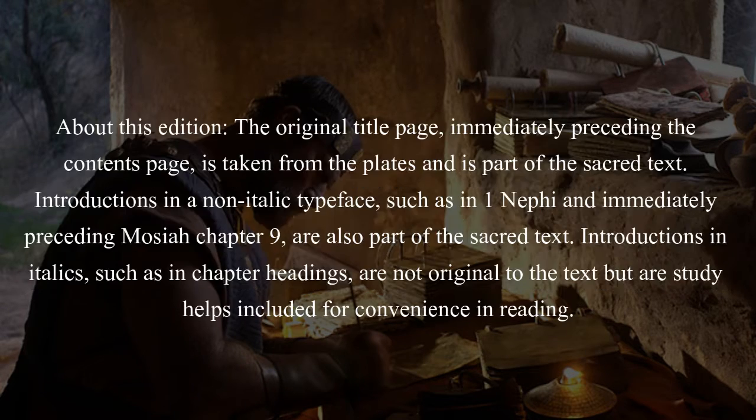plates to him. About this edition, the original title page, immediately preceding the contents page, is taken from the plates and is part of the sacred text. Introductions in a non-italic typeface, such as in 1 Nephi and immediately preceding Mosiah chapter 9, are also part of the sacred text. Introductions in italics, such as in chapter headings, are not original to the text, but are study helps included for convenience in reading.